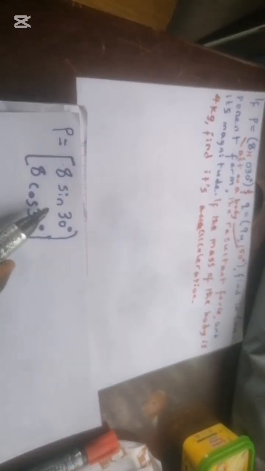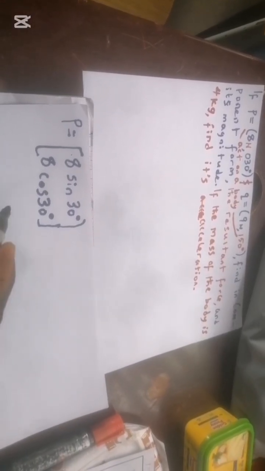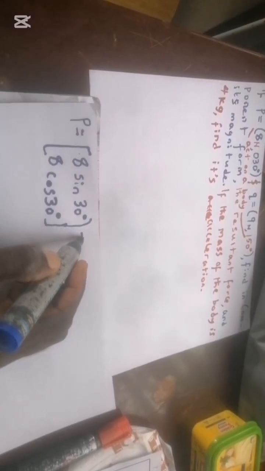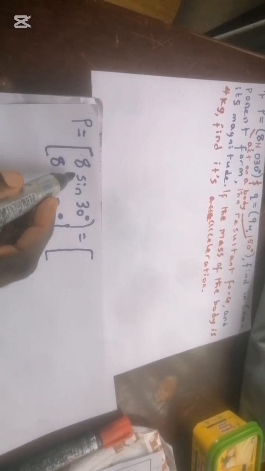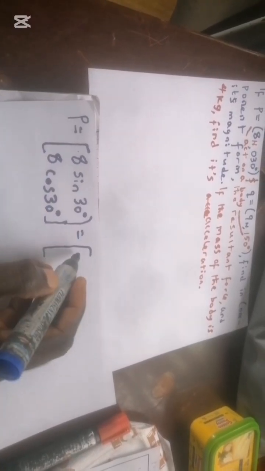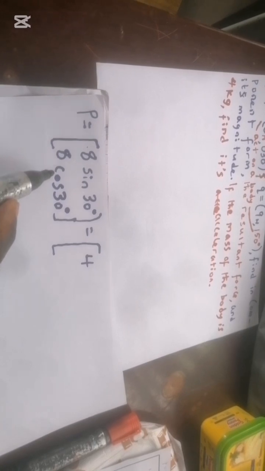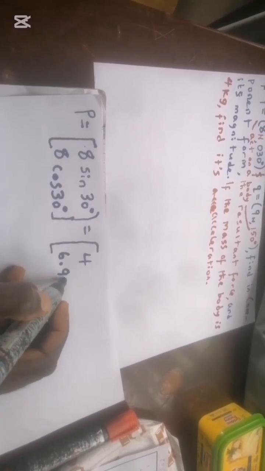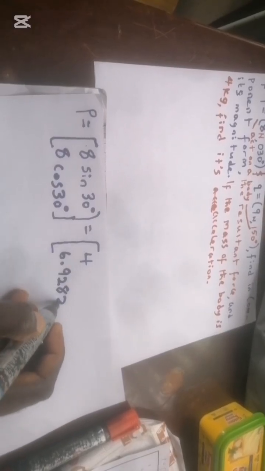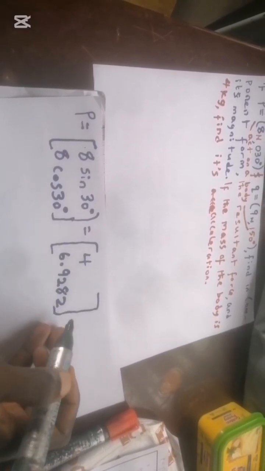So what's going to happen is that you're going to write the first figure, you put sine, the angle, and when you're done, you write the figure again, and I say cos the angle. I think that part is clear. So let's solve it to the end. In the calculator now, you will press 8 times sine 30. If you do that, you will get 4. Then you say 8 times cos 30. If you do that, you will get 6.9282. So I believe that part is clear to all of us.